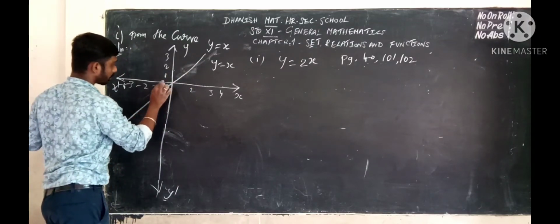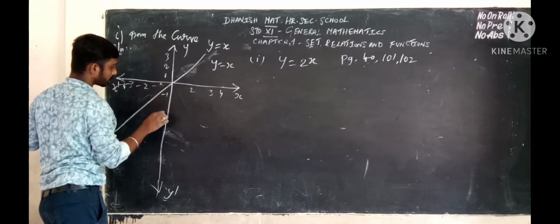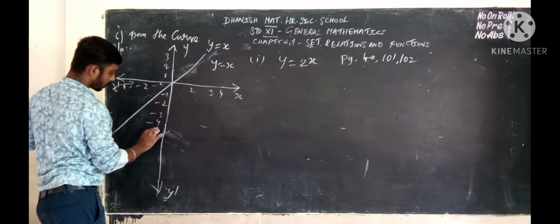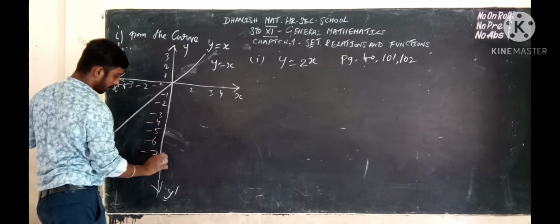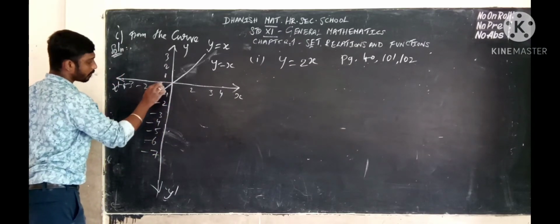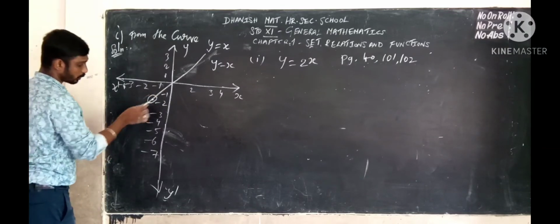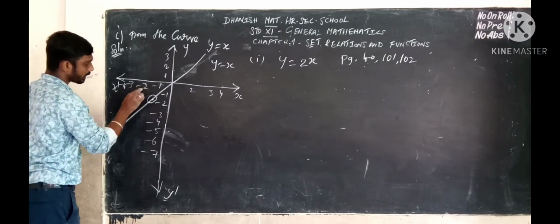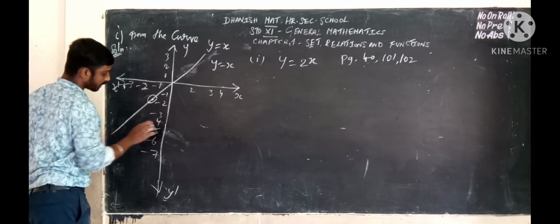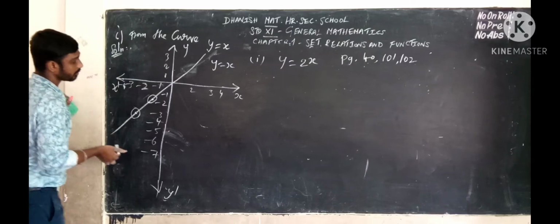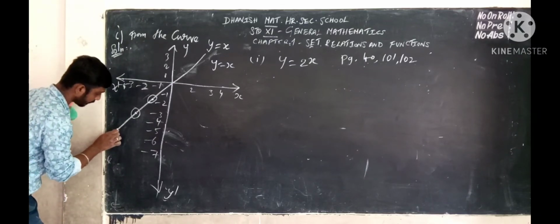Here 1, then minus 1, then minus 2, minus 3, minus 4, minus 5, minus 6, minus 7. Putting this one here, we are getting minus 1 comma minus 2 here. Applying minus 2 means I am getting minus 4 here, 2 comma minus 4. Applying minus 3 means I am getting minus 8.